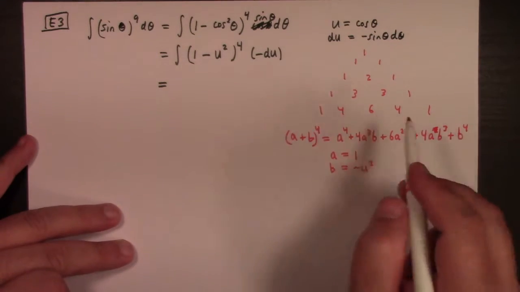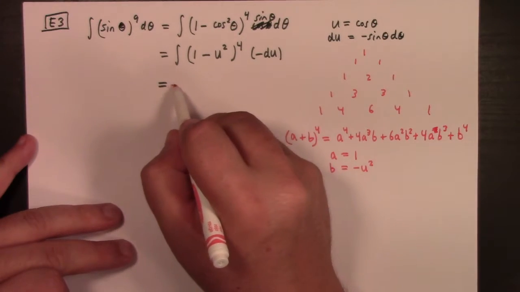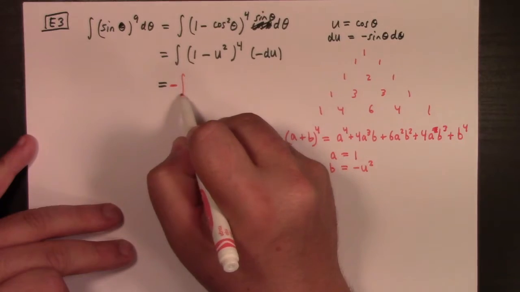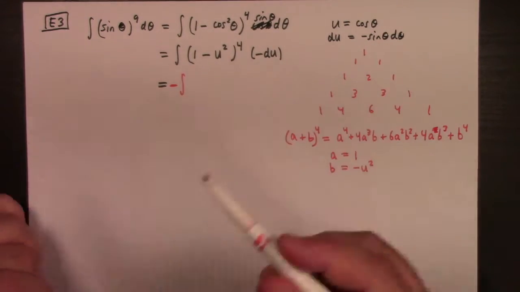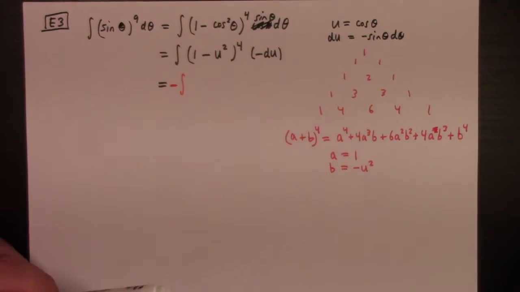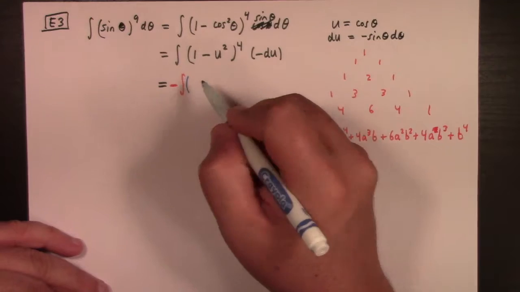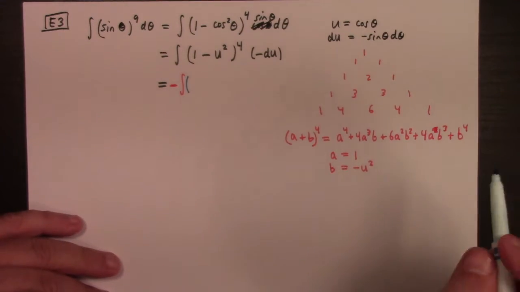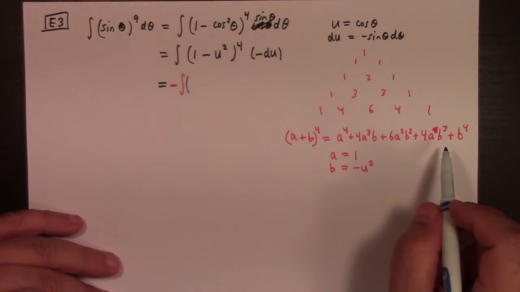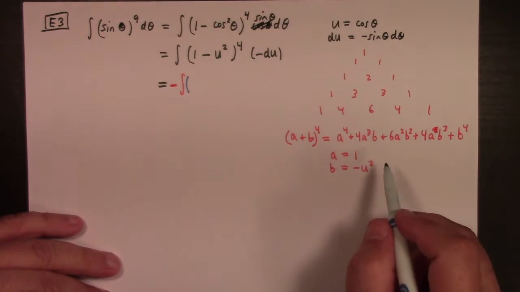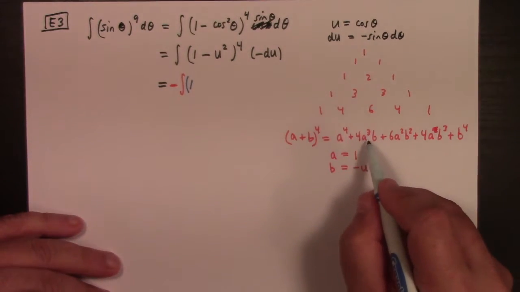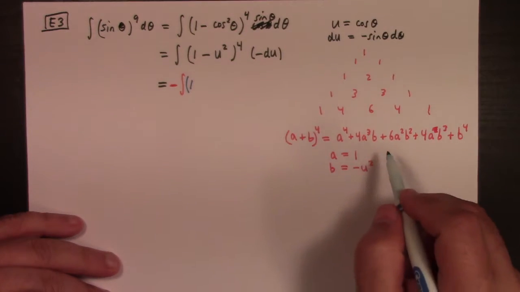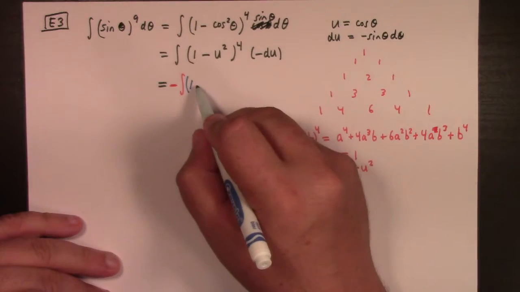Okay, so simply follow that. I'll put the minus out front so as not to confuse myself. This minus I'm pulling out front. And then we have the integral of what? Well, I'll do it in a different color. Orange. All right, so a is 1, so that's 1. Plus 4 times 1, well, b is minus, so minus 4u squared.